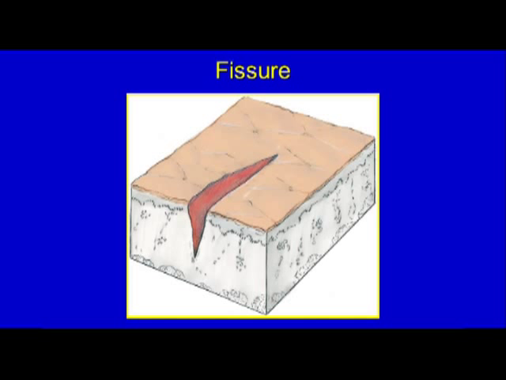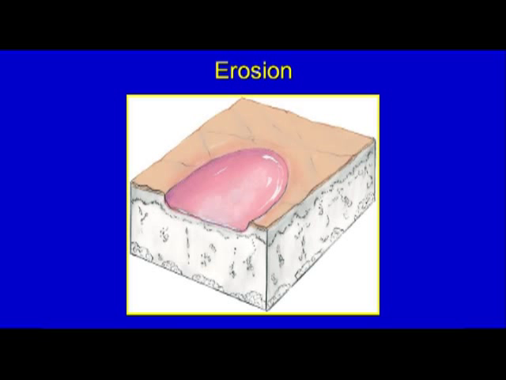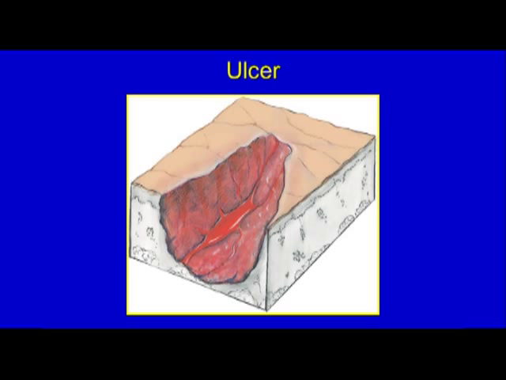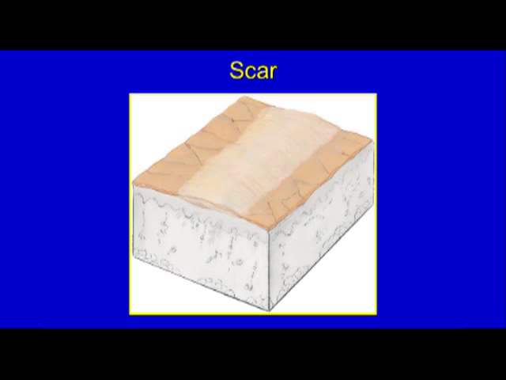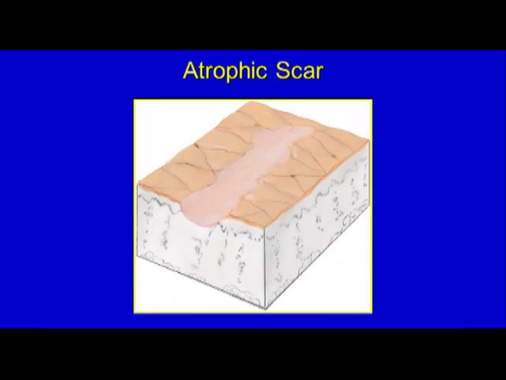A fissure is a break in the skin, and this is more of a secondary lesion, and so are erosion and ulcers. Anything that's a break in the skin that could have started as a primary lesion and has become a secondary. And then excoriation, anything that's scratched and breaks open is an excoriation. You all have seen scars, and then sometimes atrophic scars or thickening. So these are all different types that you're going to see.